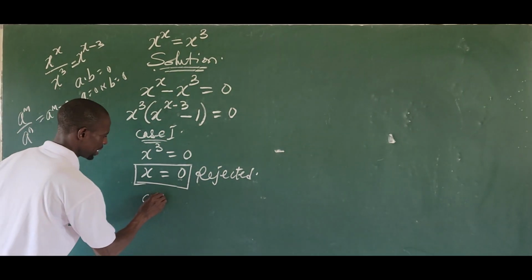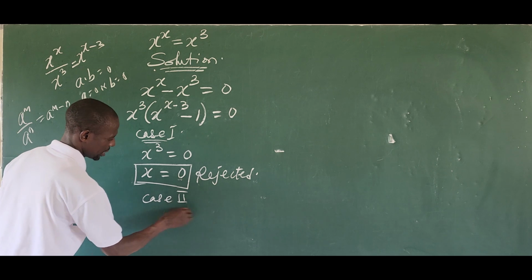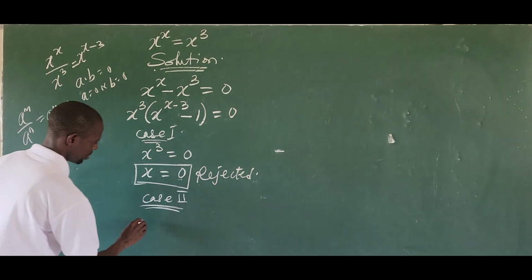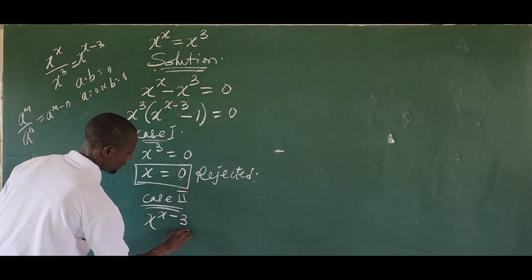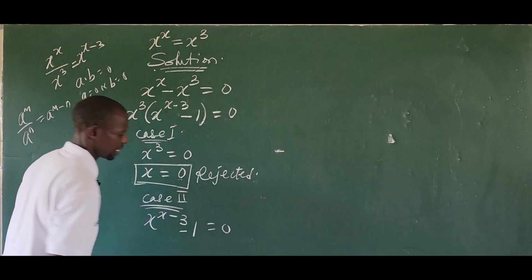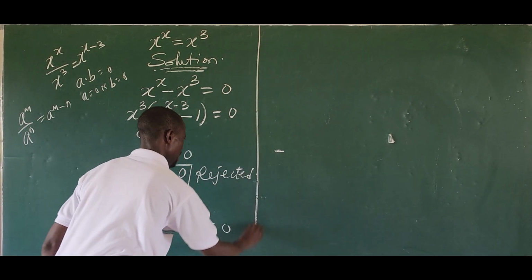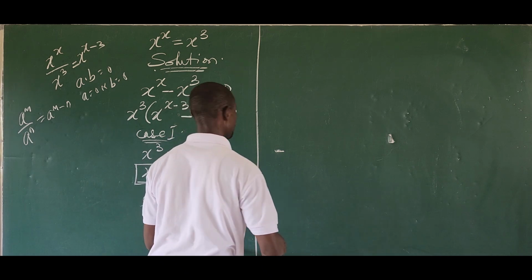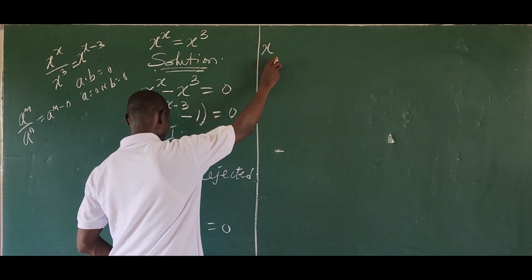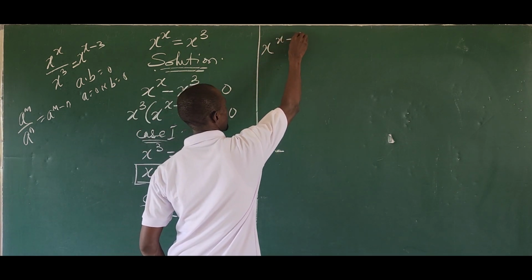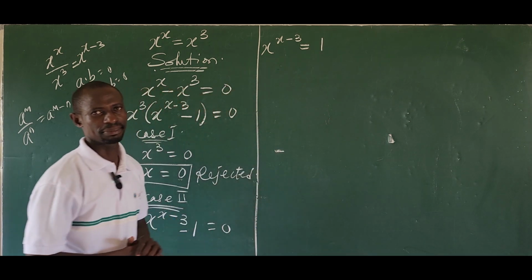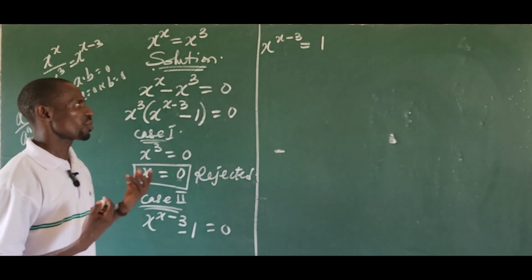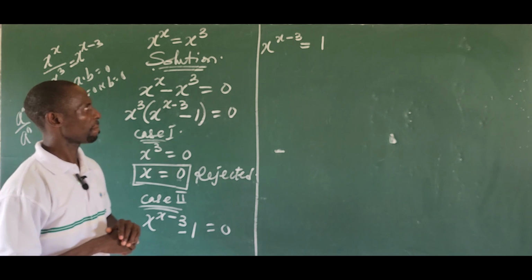So we have here our case 2. Our case 2 says here we're going to have x to the power of x minus 3, minus 1 equal to 0. So let's continue on this side of it and see what this gives us. Move this to this side. We're going to have x to the power of x minus 3 equal to positive 1. Right? Good. So what do we do at this point in time?